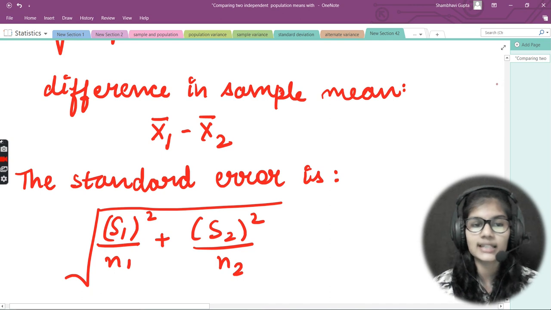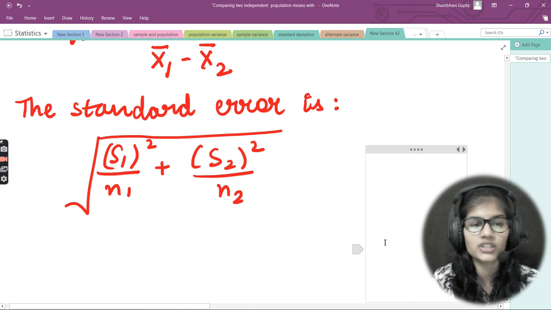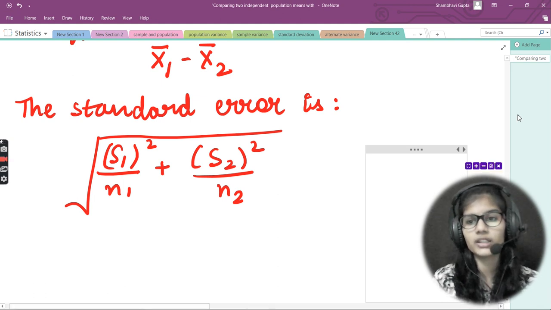And what about the standard error? The standard error is the square root of s1 squared upon n1 plus s2 squared upon n2. Yes, it is n1 and n2, this is absolutely right. So that was the formula we discussed.